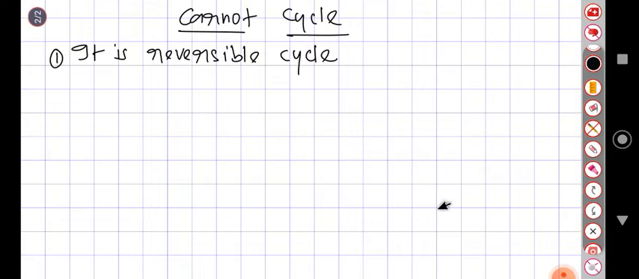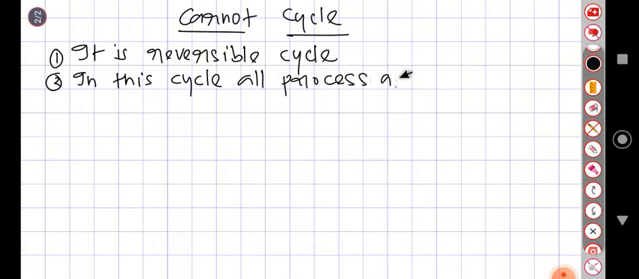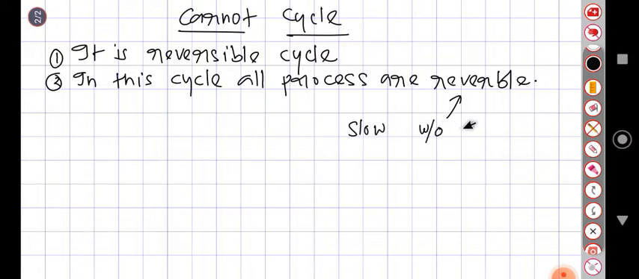when do you call a cycle reversible? All the processes in this cycle should be reversible. Then and only then can we call it a reversible cycle. You understood this? Reversible means a very slow process, and without friction, that is called a reversible process. So this is the meaning of reversible.